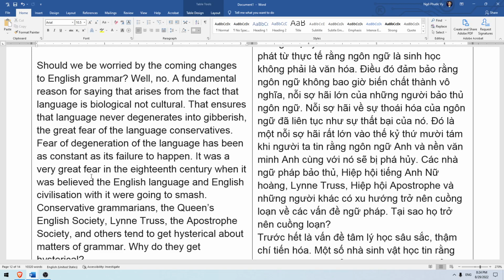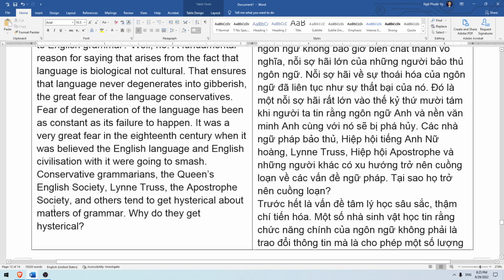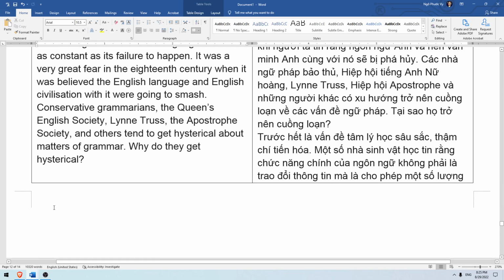That ensures that language never degenerates into gibberish, the great fear of the language conservatives. Fear of degeneration of the language has been as constant as its failure to happen. It was a very great fear in the 18th century, when it was believed the English language, and English civilization with it, were going to perish.